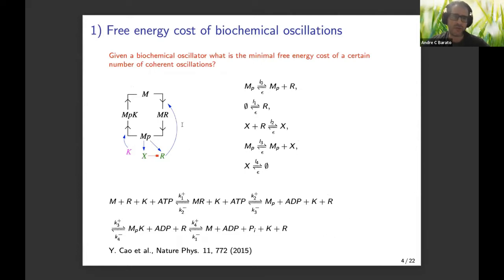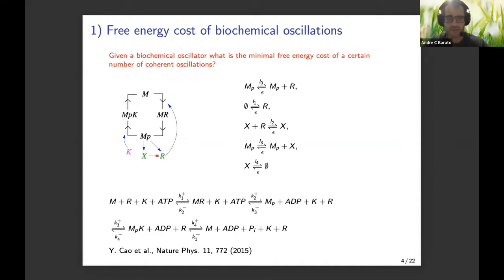So, if you give me a biochemical system like this one, it's going to burn ATP. In this case, when I do this cycle in this enzyme M, I burn ATP, and P would be a phosphorylated form of the enzyme. So I'm burning ATP. And the question is, if I want to have, let's say, 10 coherent oscillations, how much free energy do I have to pay for that? Is there a minimal free energy I have to pay? Do I have to pay 20 kBT, 20,000 kBT, whatever? What's the minimal price of having a certain number of coherent oscillations?